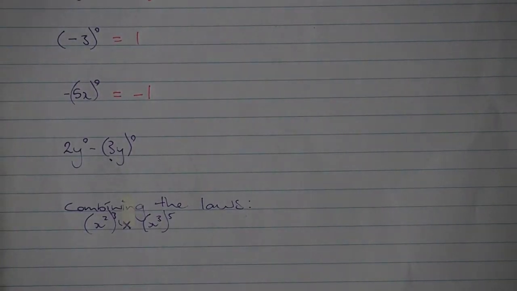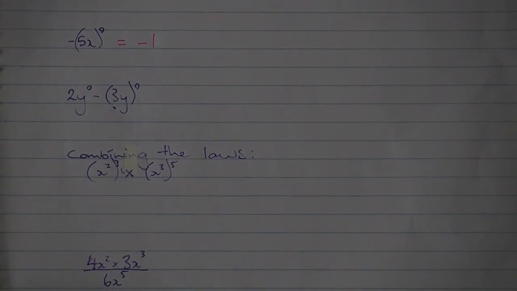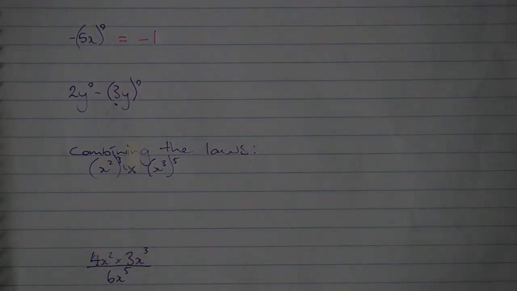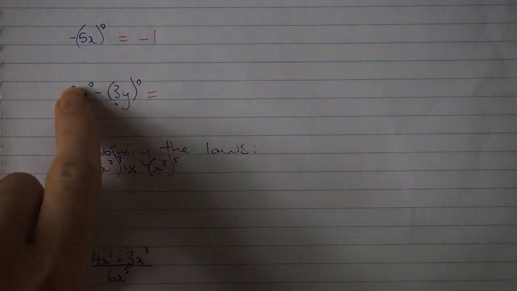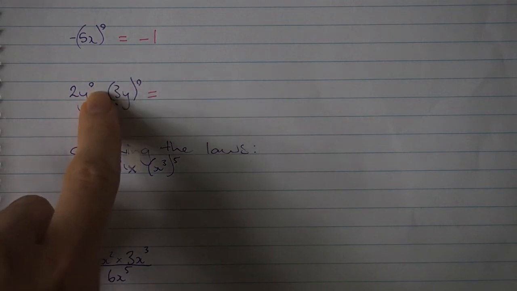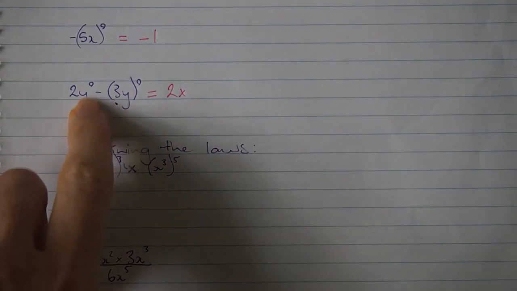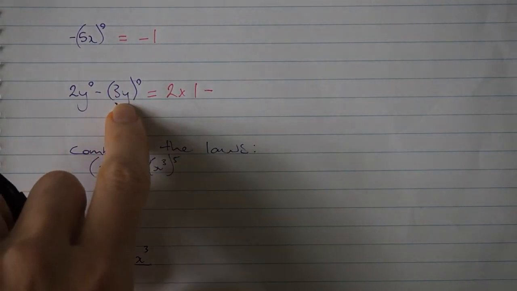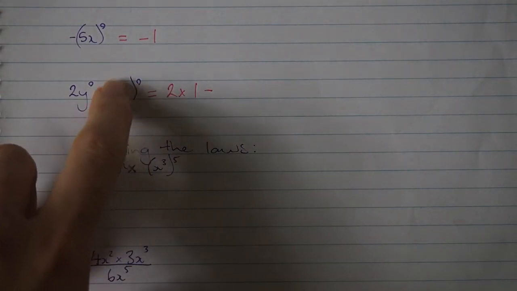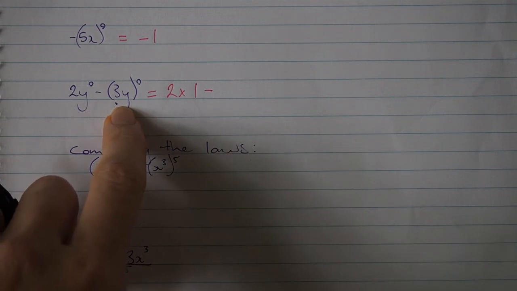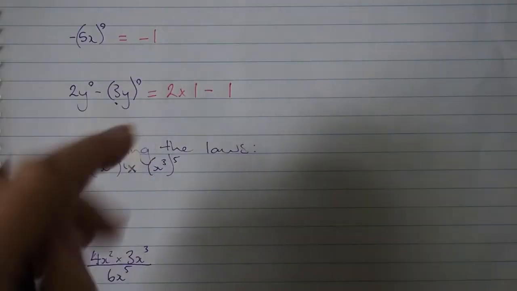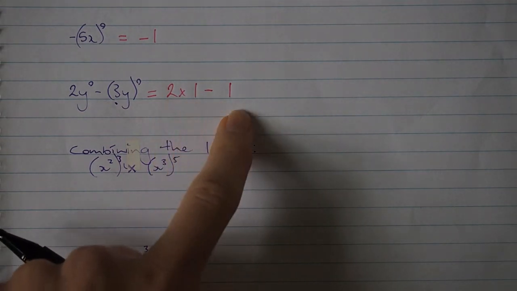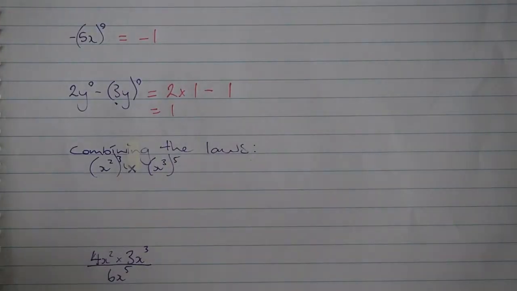Okay, so then we start to get a bit of a combo, right? Slightly more complex, but it's just about reading carefully what we actually have in front of us. So we have 2 times y to the power of 0. What's actually happening there is we've got 2 times y to the power of 0 is 1, minus 3y to the power of 0. You can see the brackets are around 3y, so the whole thing is being put to the power of 0. So that is going to be 1. So we get 2 times 1 is 2, take away 1 is 1.